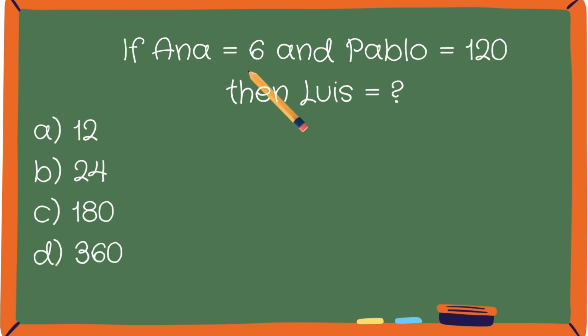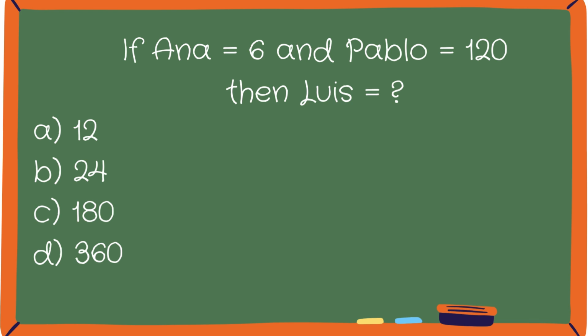Look, if Ana equals 6 and Pablo equals 120, then Luis will equal what: 12, 24, 180, or 360? What do you think the answer would be? Now, what are you going to do? Of course, you're going to pause the video, try it, and write your answer in the comments. Then we'll see how many people got it right and how many didn't. Okay, let's go to the solution of this exercise.